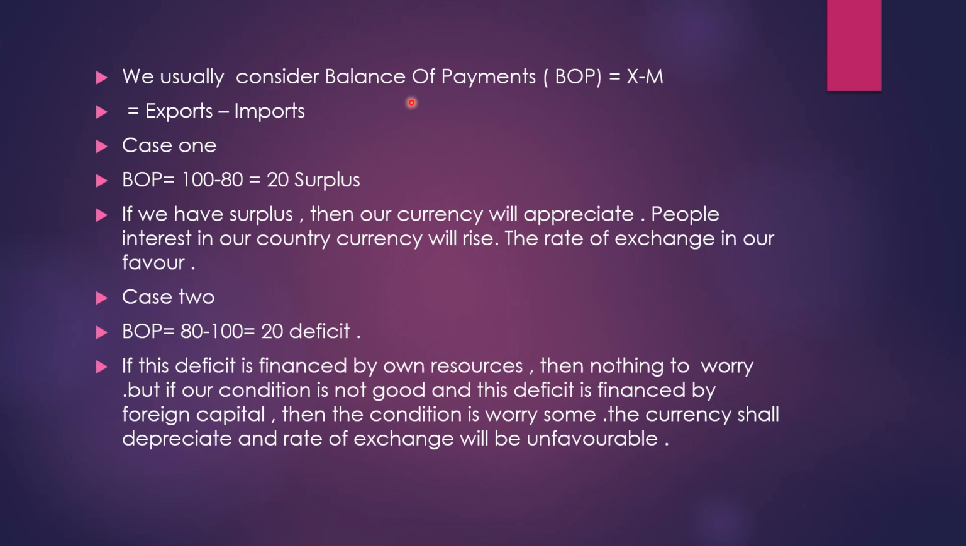Now, another related concept here is the balance of payments. Balance of payments on the current account is usually considered as X minus M, which stands for exports minus imports. Now, in case 1, we take that exports is 100 and imports is 80. In this case, exports are more than imports and the balance of payments comes out to be 20 surplus. If we have a surplus, then our currency will appreciate. People's interest in our country's currency will rise.